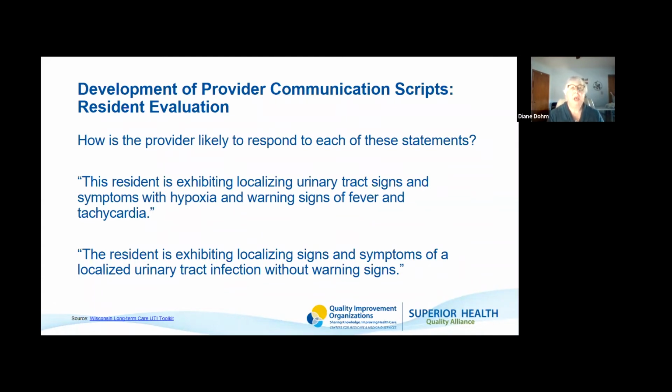So think about, how is the provider likely to respond to each of the following statements? This resident is exhibiting localized urinary tract signs and symptoms with hypoxia and warning signs of fever and tachycardia. Versus the statement, this resident is exhibiting localized signs and symptoms of urinary tract infection without warning signs. This gives the provider a very different picture of what's going on with your resident and what they might choose to do.